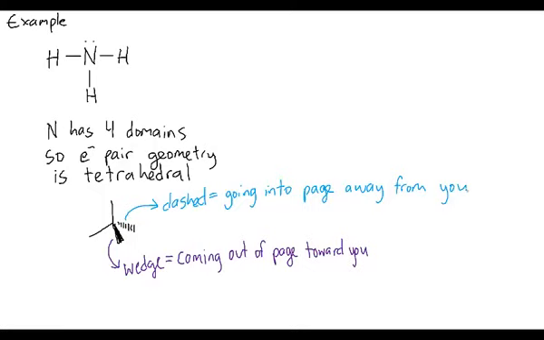Now, tetrahedral geometry is the only one that's going to require us to do this in this course. The other 2 geometries are just flat. They can be drawn on a page without actually using wedges and dashes. So nitrogen has 4 domains. It's going to have tetrahedral electron pair geometry.